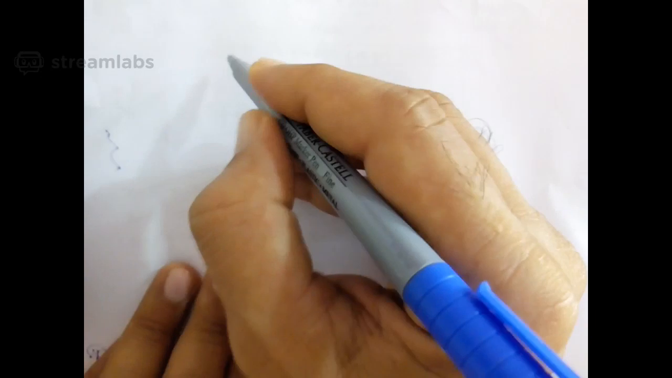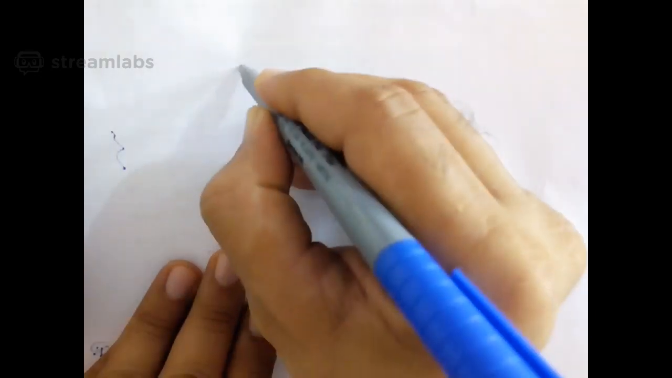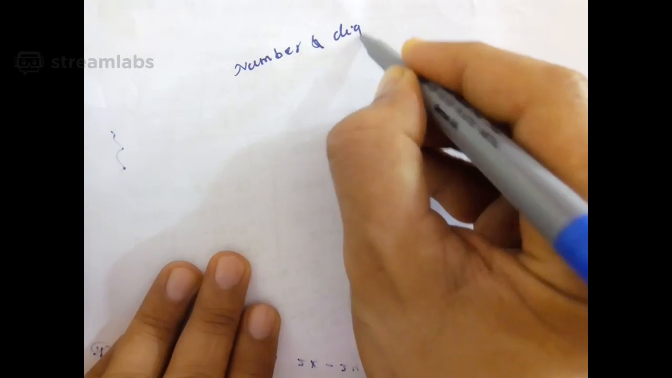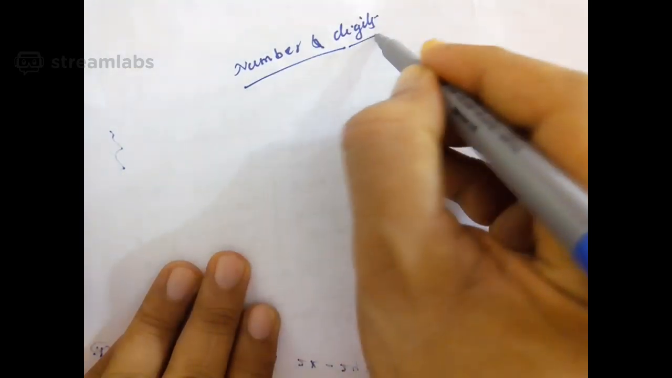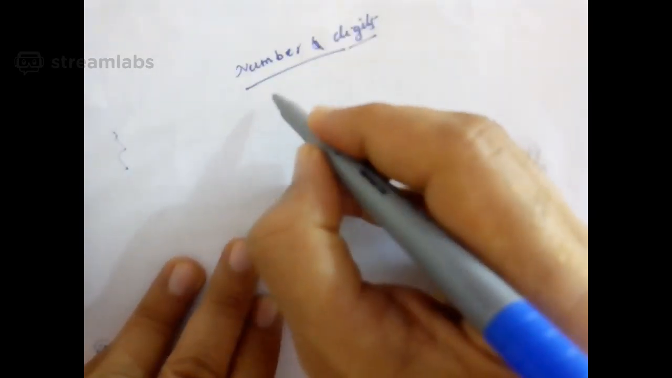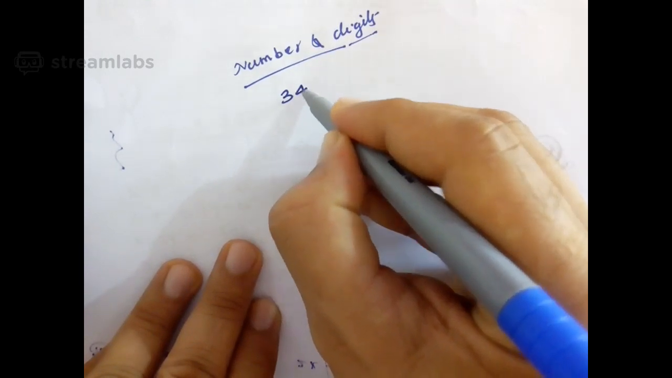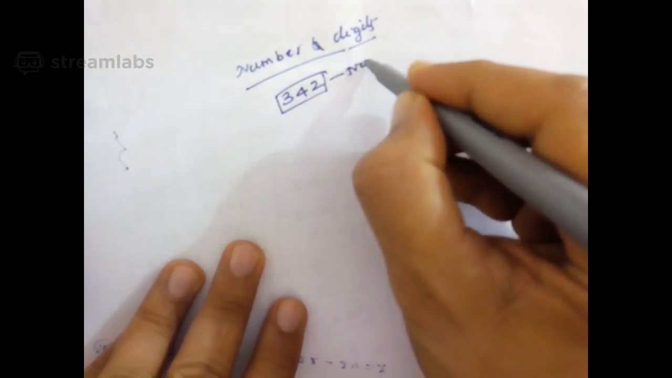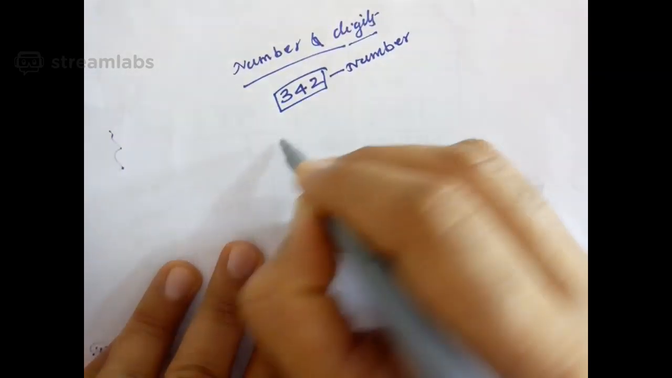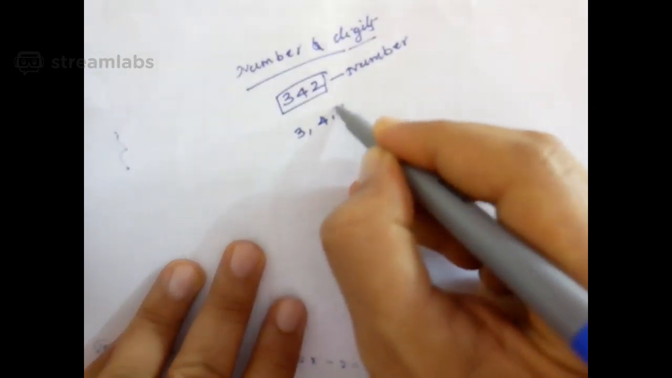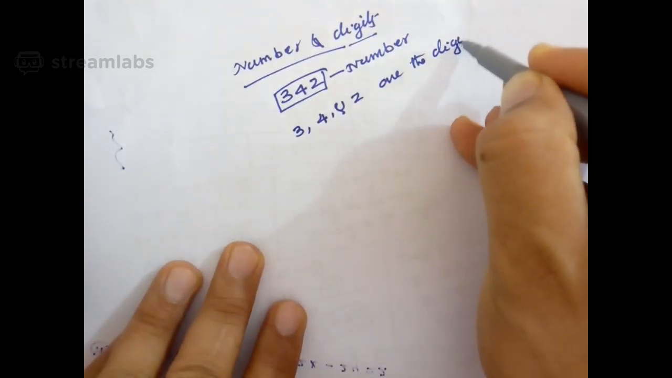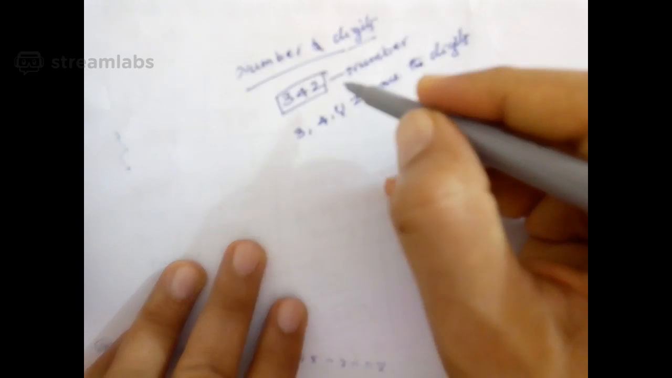Okay, next one. Next I'll just explain one of the concepts. What is the difference between number and digits? What is number and digits? For example, 342 is a number. 3, 4 and 2 are the digits which form the number 342.